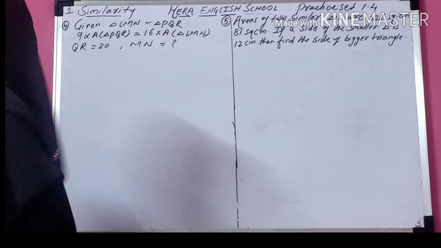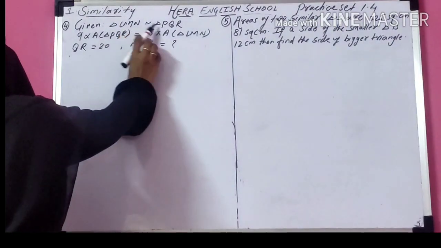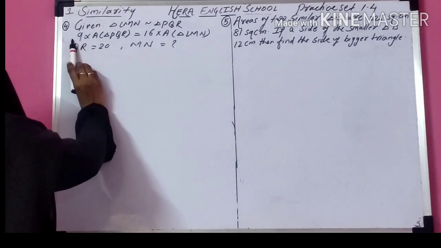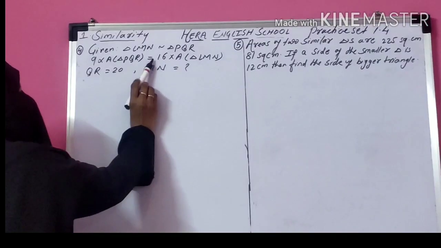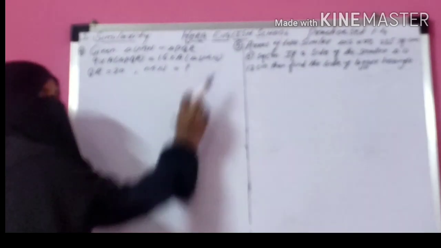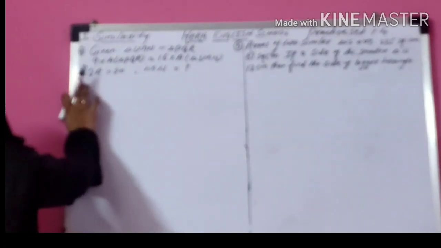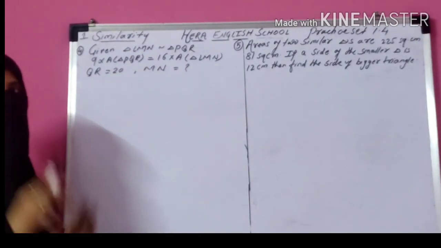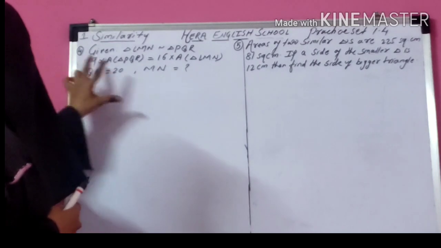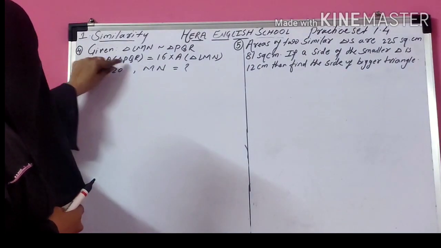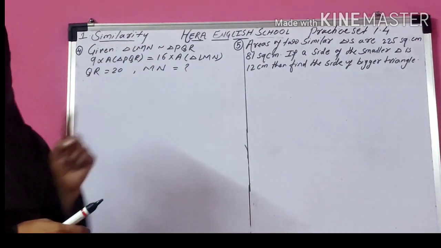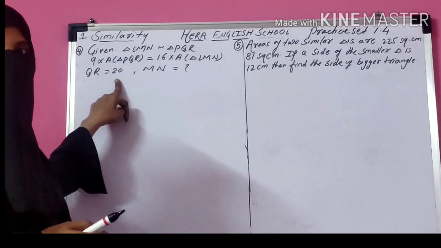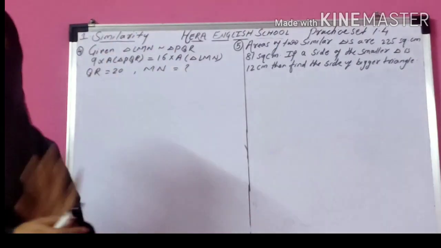Question number 4 is triangle LMN similar to triangle PQR. These two triangles are similar, and 9 times area of triangle PQR is equal to 16 times area of triangle LMN. QR value is given to you 20, and you have to find the value of MN. Here two triangles are similar, and 9 times area of the first triangle is equal to 16 times area of the second triangle, and the QR value, that means one corresponding side, is given to you 20, and you have to find the value of MN.